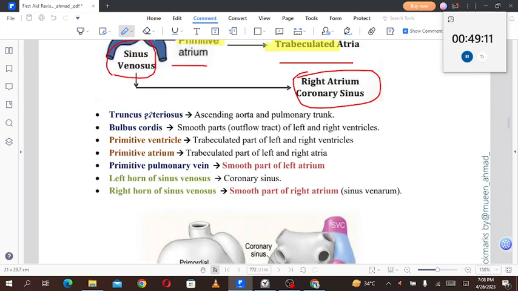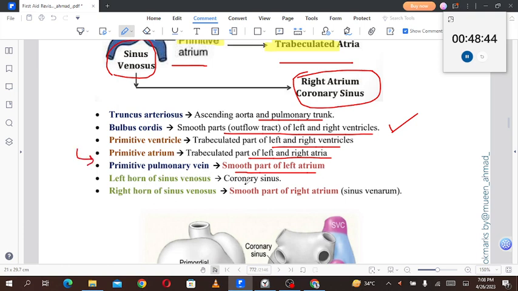Okay, so the truncus arteriosus gives rise to ascending aorta and the pulmonary trunk. The bulbus cordis gives rise to the smooth part, the outflow tract, of the left and right ventricles. The primitive ventricle, the trabeculated part of left and right ventricle. The primitive atrium will give rise to the trabeculated part of left and right atrium. The primitive pulmonary vein will give rise to the smooth part of the left atrium. Okay, the smooth part of the left atrium is coming from the primitive pulmonary vein.